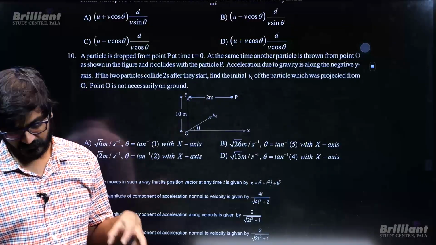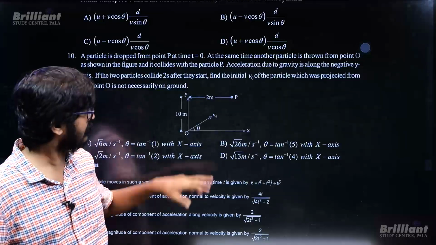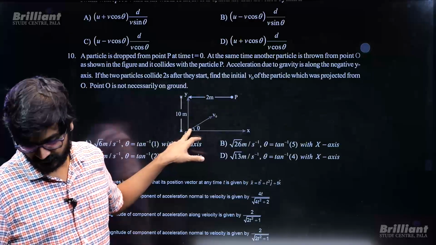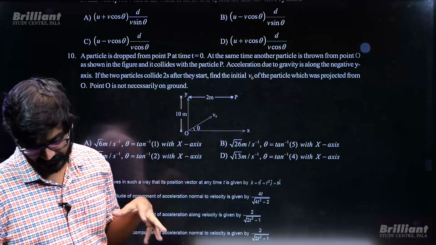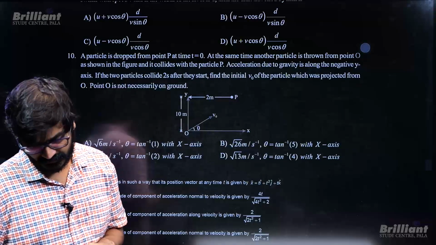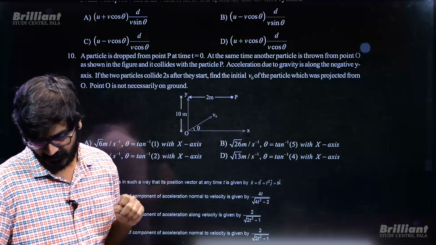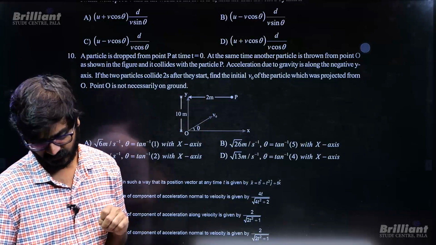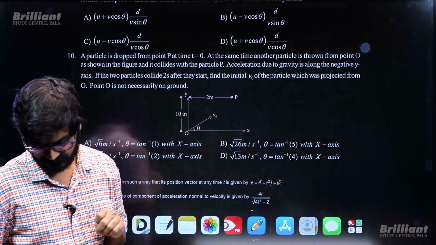A particle is dropped from point P at time t equals 0. At the same time, another particle at O is thrown as shown in the figure. It collides with particle P. Acceleration due to gravity is along the negative y-axis. If the two particles collide after 2 seconds, find the initial velocity of the particle which was projected. Point O is not necessarily on the ground. Okay, fine.